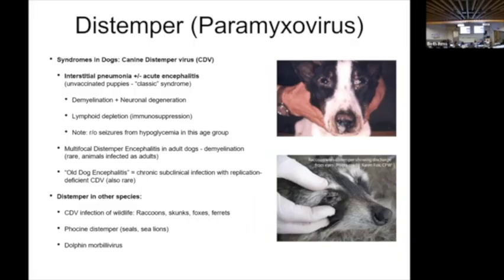Hypo is not enough. So hypomyelination is not enough myelin formed, or it's abnormal. That's a developmental thing, versus demyelination, where it was there and then something happened and we lost it.